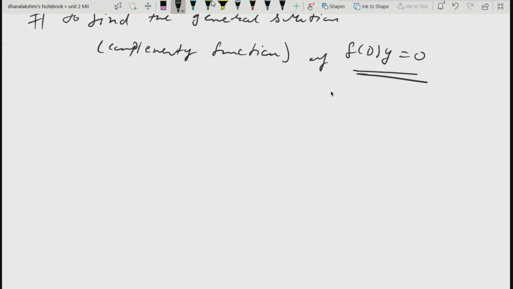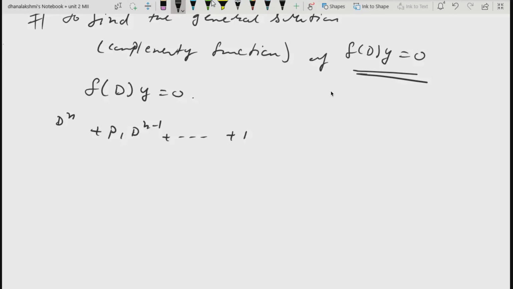So in the working rule, you will be given f of D y is equal to 0. What is f of D? f of D is nothing but D to the power n plus p1 D to the power n minus 1, and so on up to plus pn. This is f of D. Is it or not?